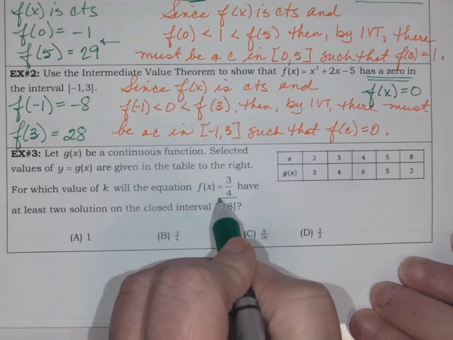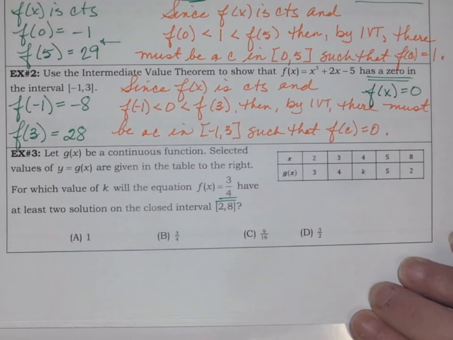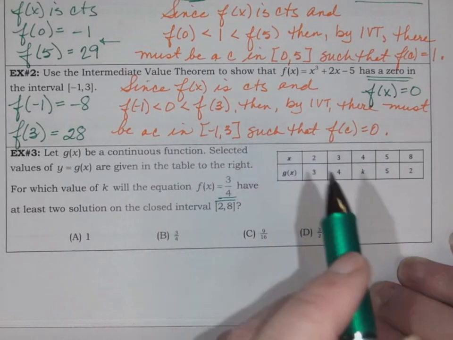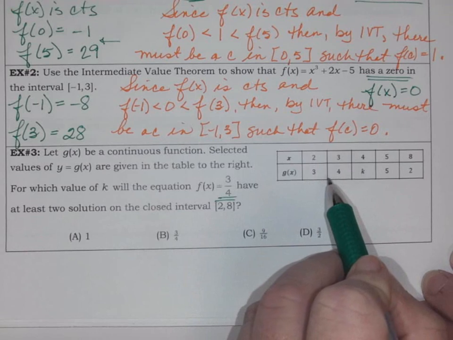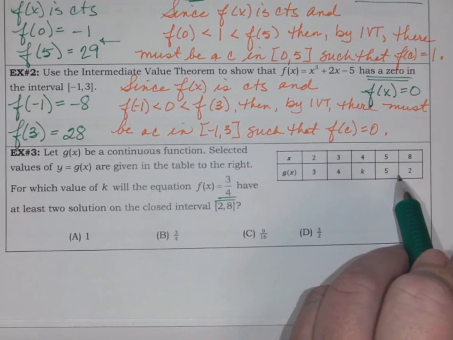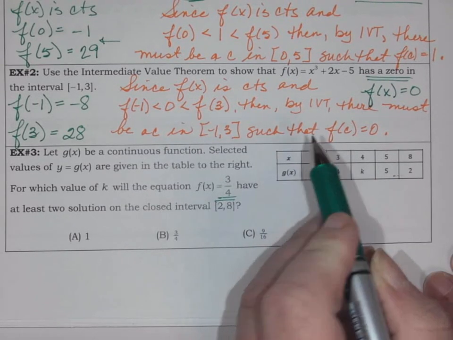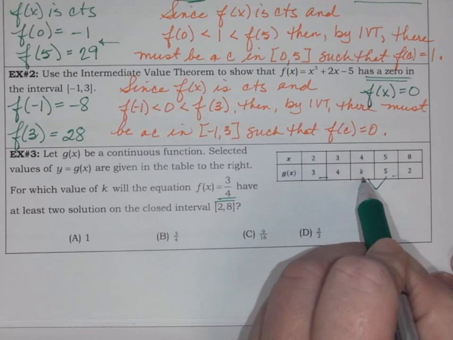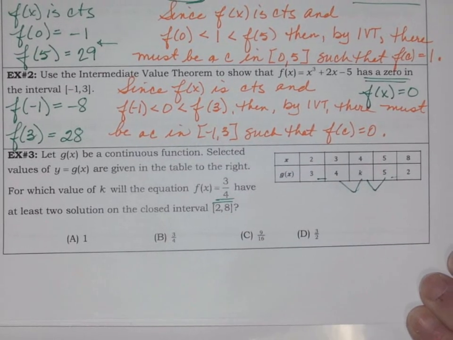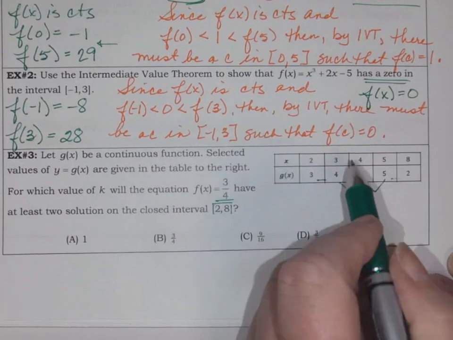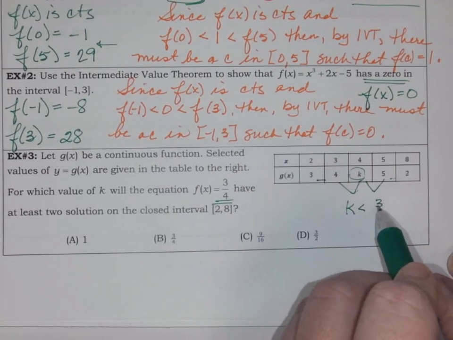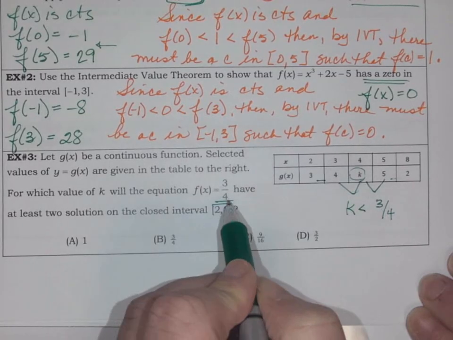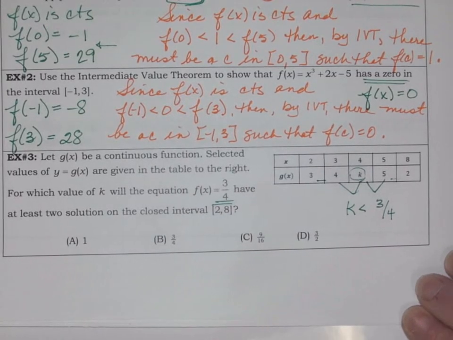So this is my y value. So I need to have a y value above 3/4 and a y value below 3/4. So I'm not going to get a y value in here that's going to be 3/4, and I'm not going to get a y value in here that's going to be 3/4. So my only hope is to get a y value between those two intervals. Well, what that means is that k has to be less than 3/4. It has to be below the y value that we're interested in.